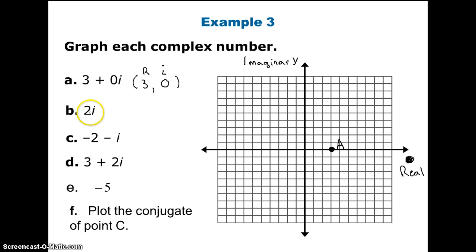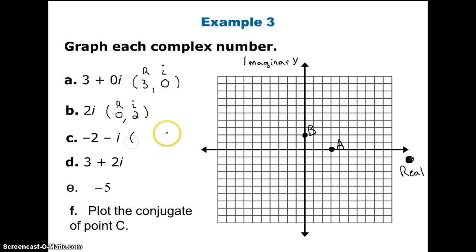Point B is 2i, so notice we don't have a real number. So I'm going to set up my coordinate point, real and imaginary number. There's no real, so 0. Imaginary number is 2. So 0, up 2. So there's point B. For the next one, let me talk about point B. Since point B is on the y-axis, the imaginary axis, we call that a pure imaginary number, okay? There's no real number.